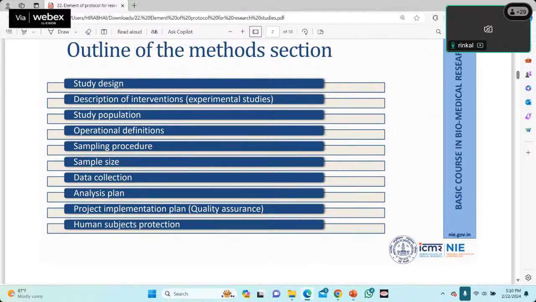operational definition. See, sometimes it happens that I want to write smoking. So what do you mean by smoking? I want to take alcohol. What do you mean by alcohol drinking? So all that you have to define, your own operational definition, which you are going to use for your study. It may be based on the reference of some other book or some other article. Then comes data collection, sampling procedure, sample size, data collection, analysis plan, project implementation plan, and subject selection.